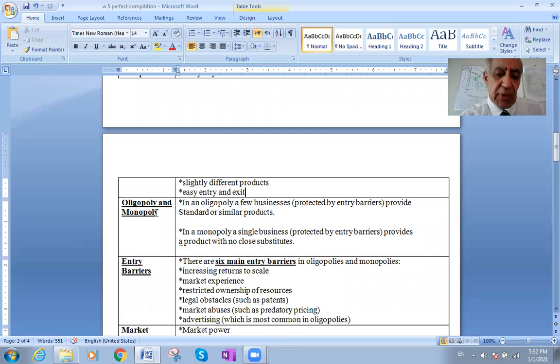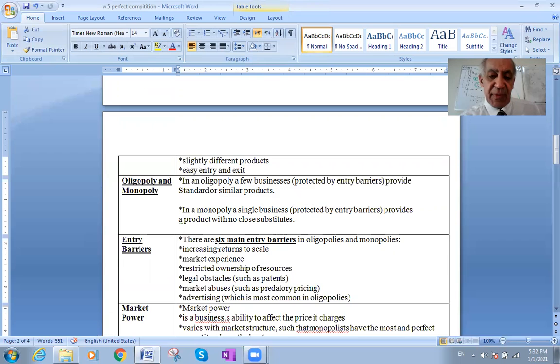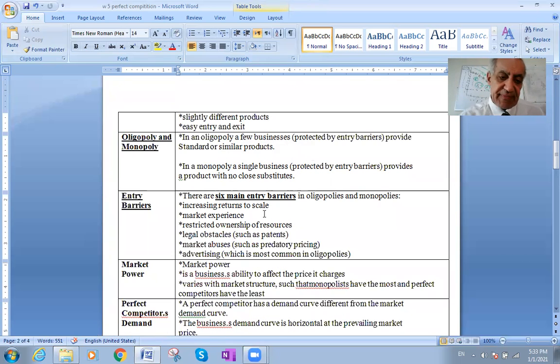The oligopoly is a few businesses, but not only one, protected by entry barriers, providing standard or similar products. About the monopoly, it's a single business protected by entry barriers, providing a product with no close substitutes, actually nothing to replace it.